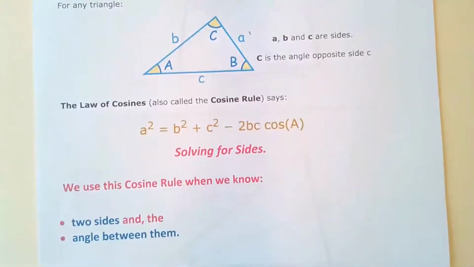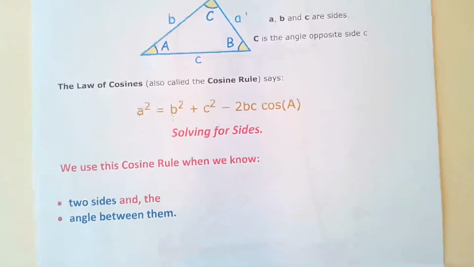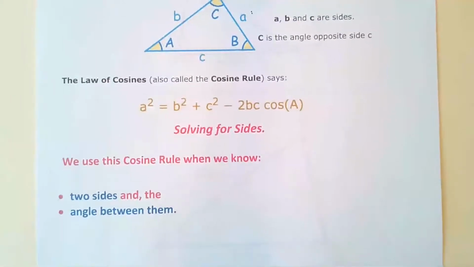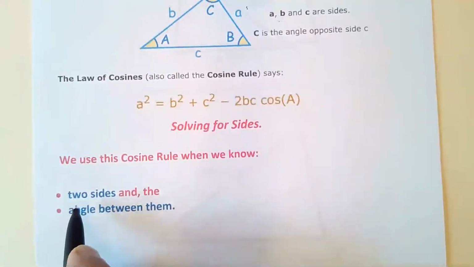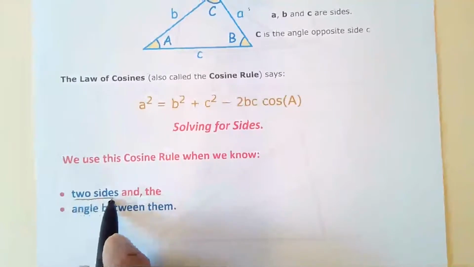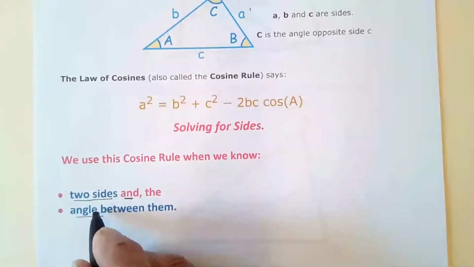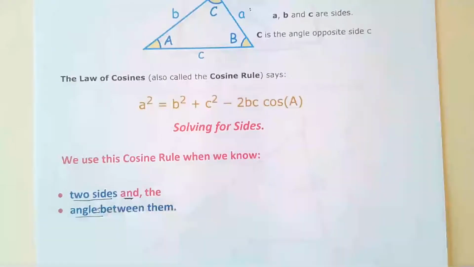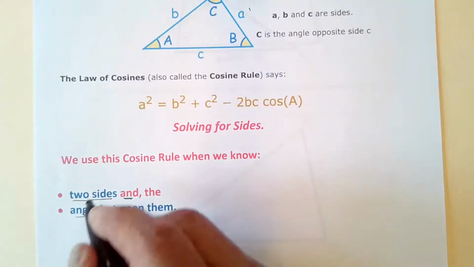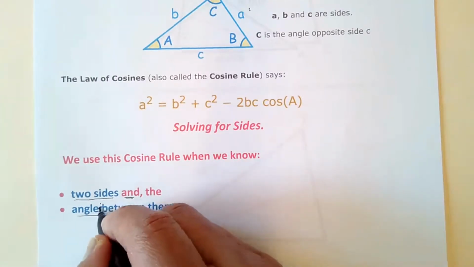And we'll complete 3 examples to show you how we can apply the cosine rule. So this rule is used when we know two sides and the angle between them.